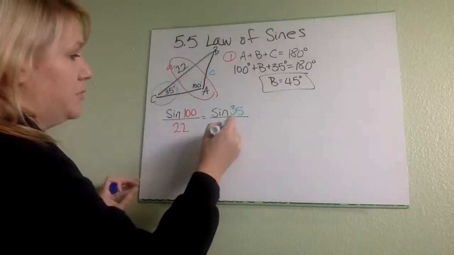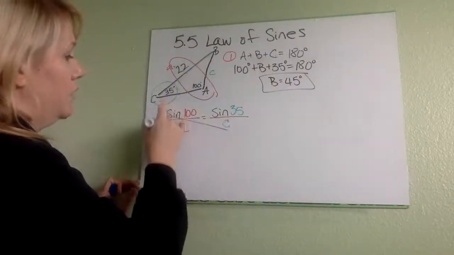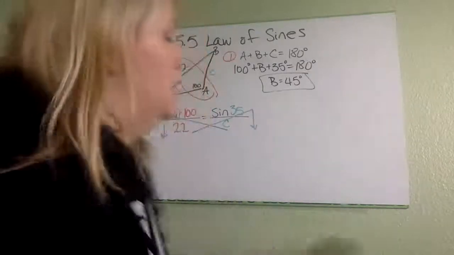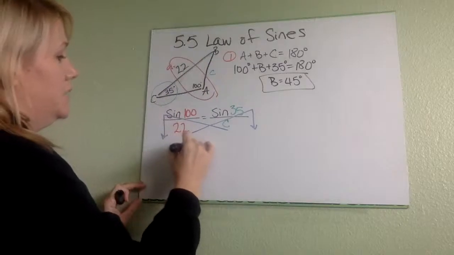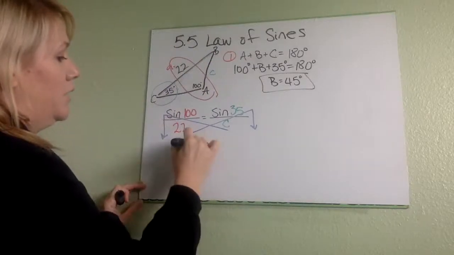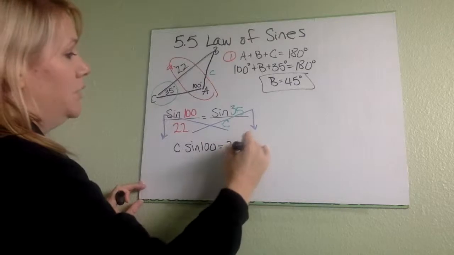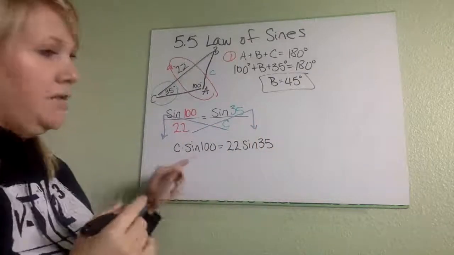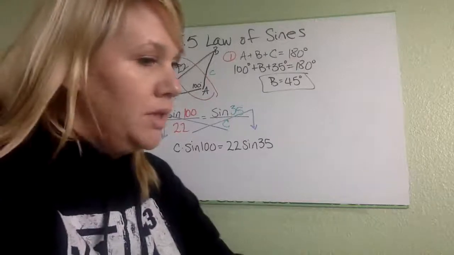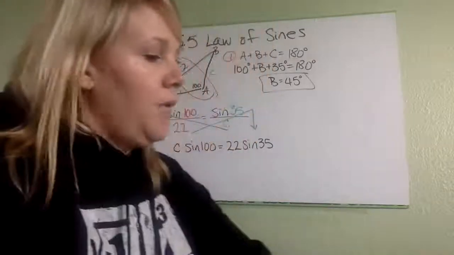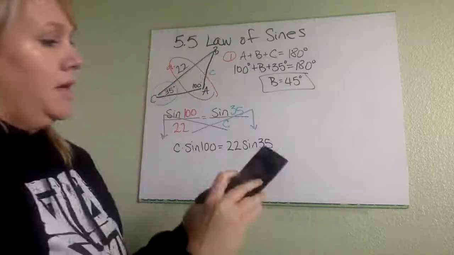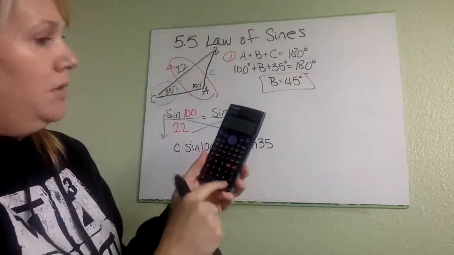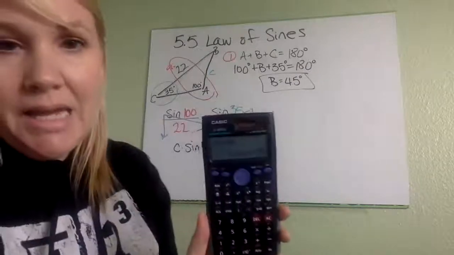I don't know if you guys have seen this before, but you multiply the C times the sine of 100, you multiply the 22 times the sine of 35, and it looks like C times the sine of 100 equal to 22 times the sine of 35. Then the sine of 100 is just a number. You can calculate that in your calculator. If you have a scientific calculator, right? You can use the sine button on there. The sine of 100 is 0.98, whatever.